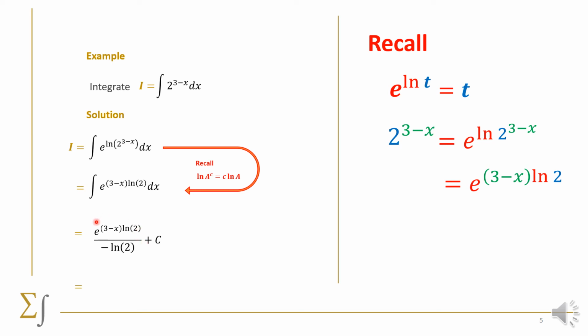So can we take this back to its original form? What is the original form of this part? Yes, it's here: 2 power 3 minus x. So this is 2 power (3 minus x) over minus ln 2, plus c. This is the integral we are looking for.